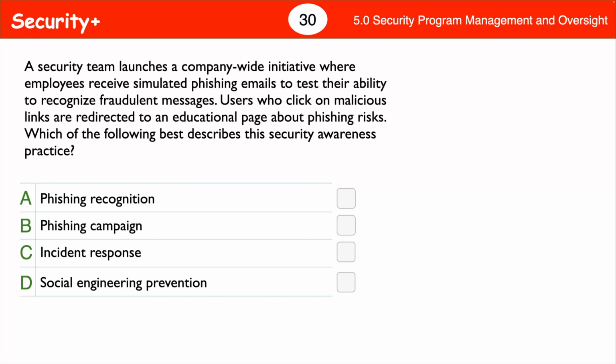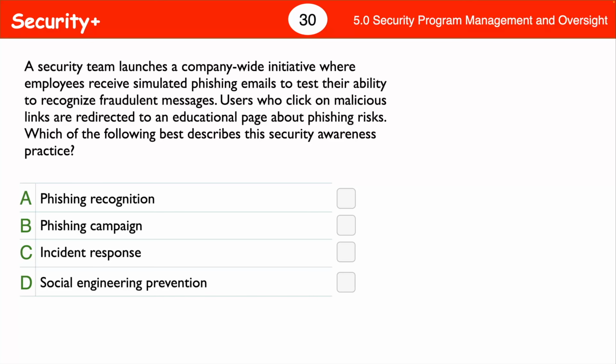All right, question 30, last question. A security team launches a company-wide initiative where employees receive simulated phishing emails to test their ability to recognize fraudulent messages. Users who click on malicious links are redirected to an educational page about phishing risks. Which of the following best describes this security awareness practice? A, phishing recognition. B, phishing campaign. C, incident response. Or D, social engineering prevention.